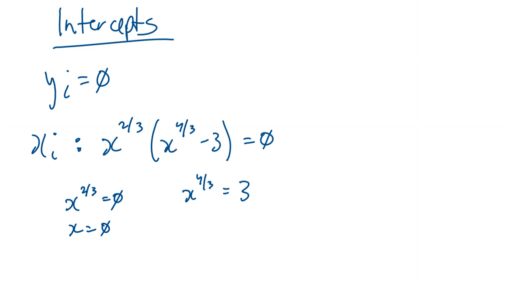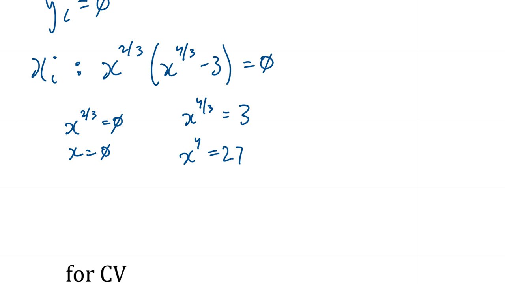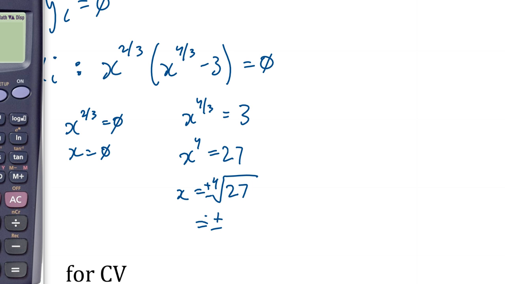Close. This here? Do you want the final answer or how you do it? Yeah, tell me what to do. So would you just cube both sides and then do the 4th root of 27? Plus or minus? Yeah. Fourth root of 27. 2.28.